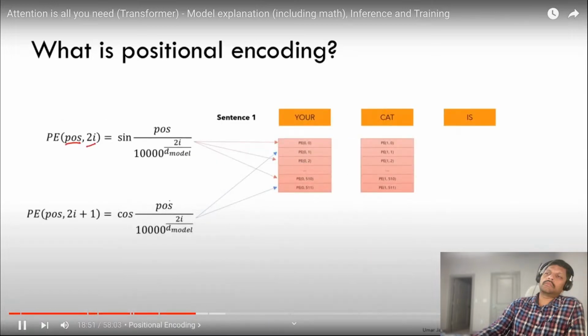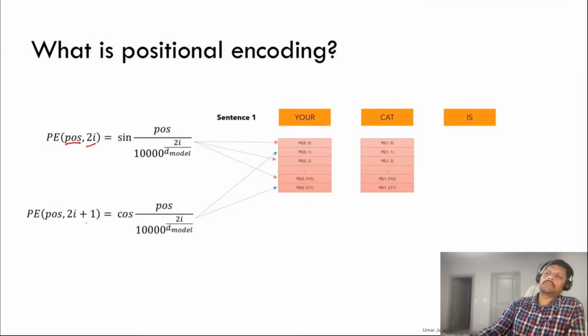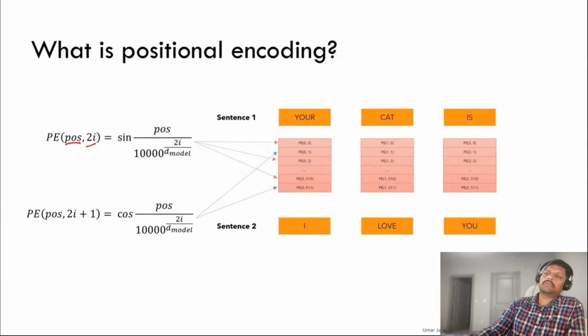So we will use the cosine, giving the position 1, and the 2i will be equal to 2i plus 1 will be equal to 1. And we do this for the third word, etc. If we have another sentence, we will not have different positional encodings.